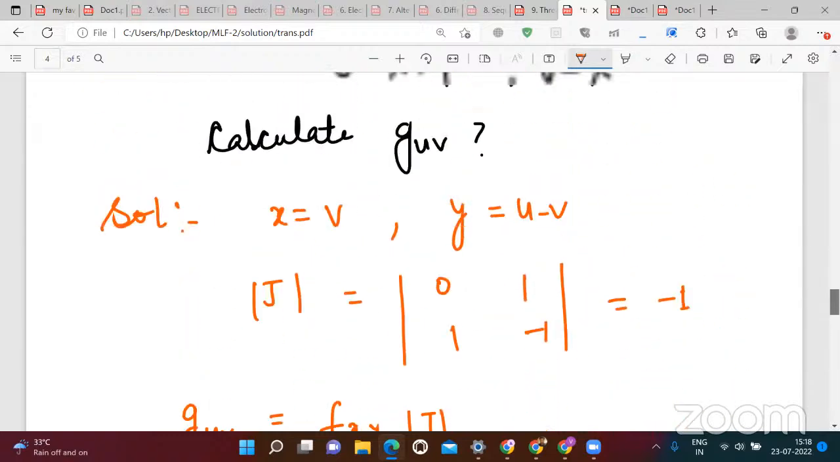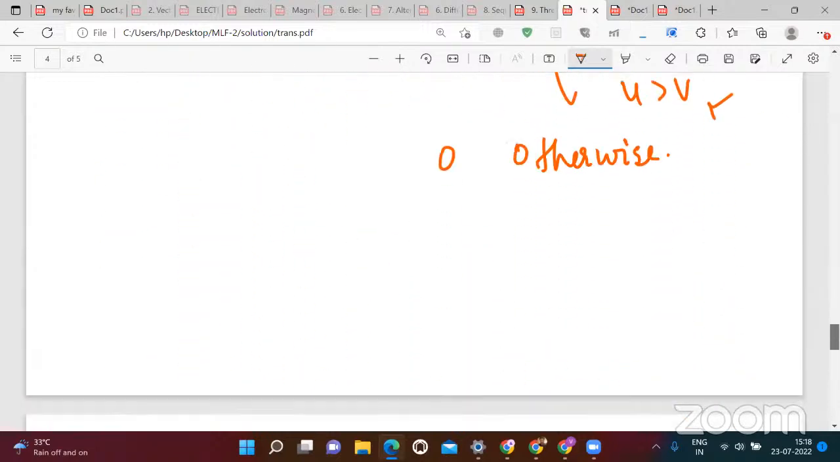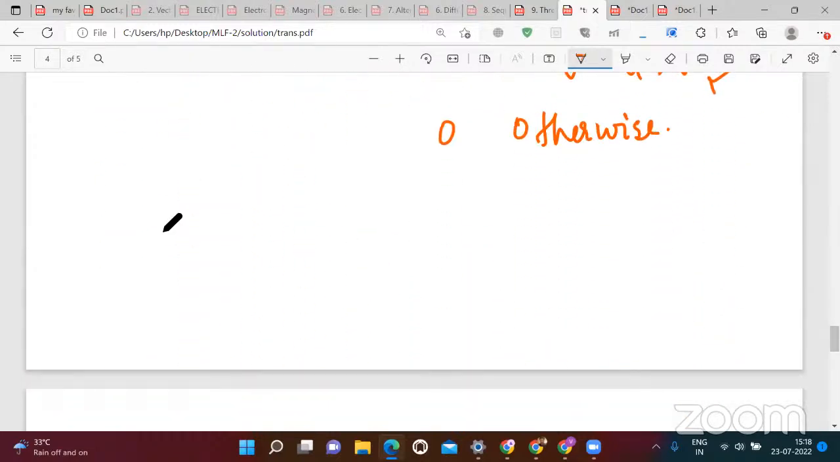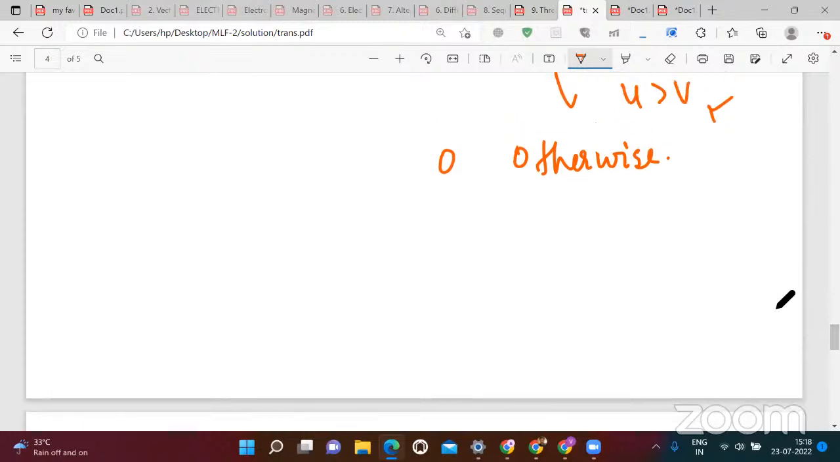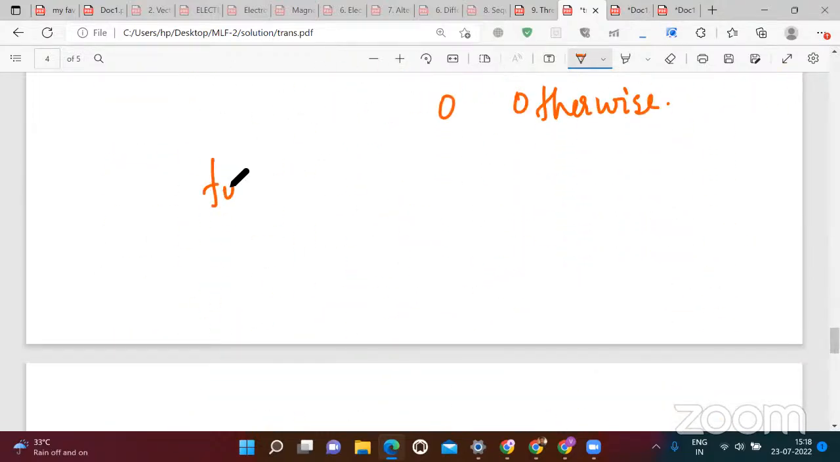Now, if you have been asked to calculate the distribution of x plus y, so the distribution of x plus y is what? Simply, you need to calculate the F of x plus y. F of x plus y is what? You need to calculate. How will you do this? Whatever you have, you can calculate like this. This you have to calculate, the g(u).